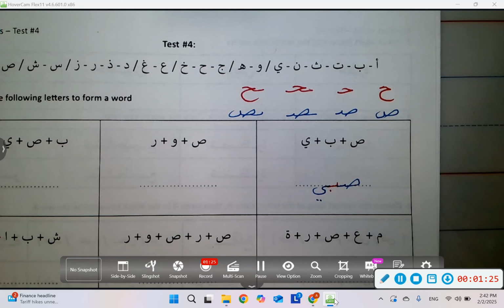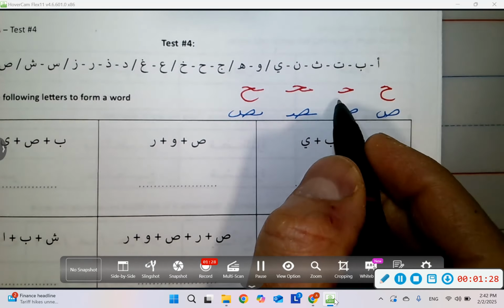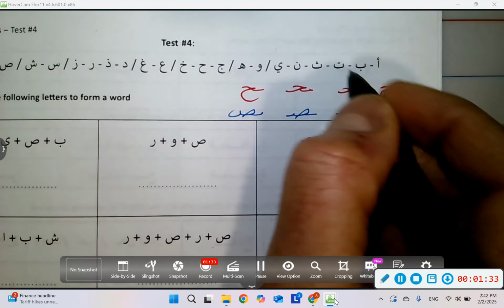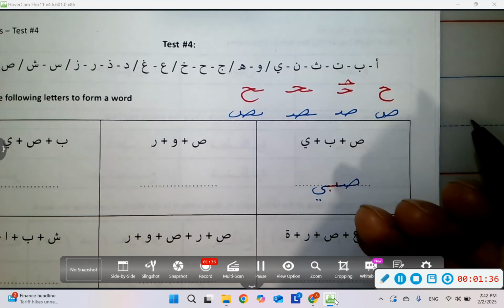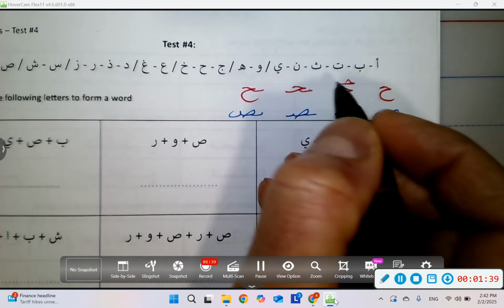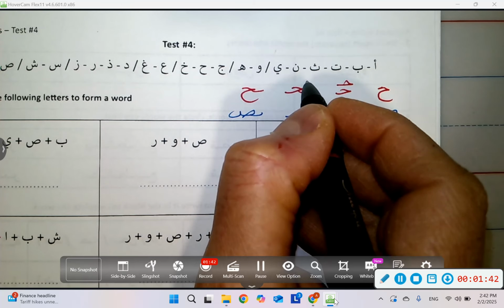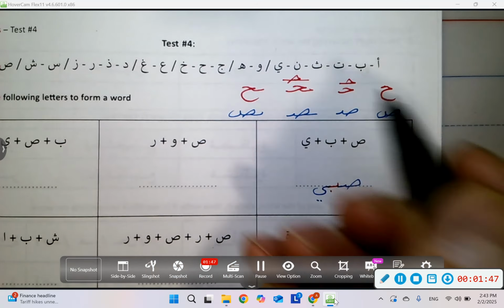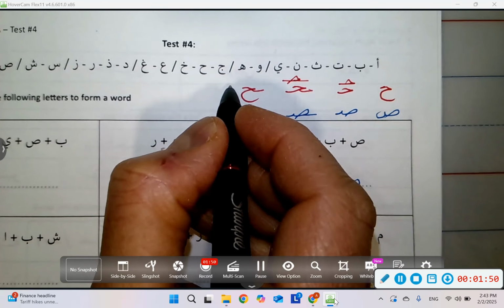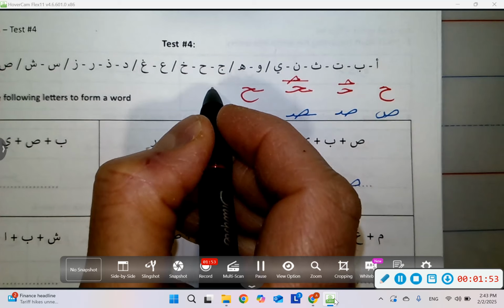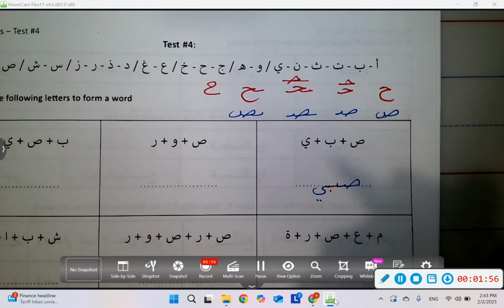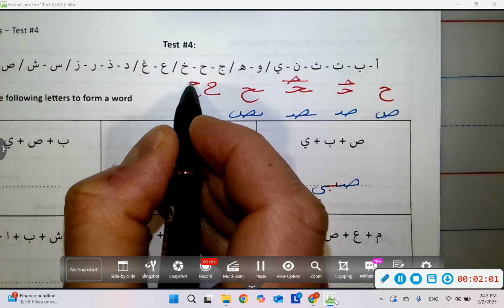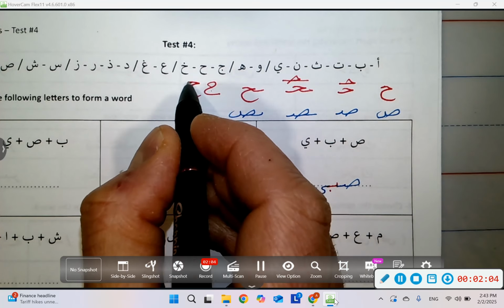One thing about ha is that ha can be written like this or closed like this. And then in the middle, we can just write it like this. At the end, it can be closed, but if it's alone, we can write it like this. So, either مفتوحة, open, or closed, like this. We close it.